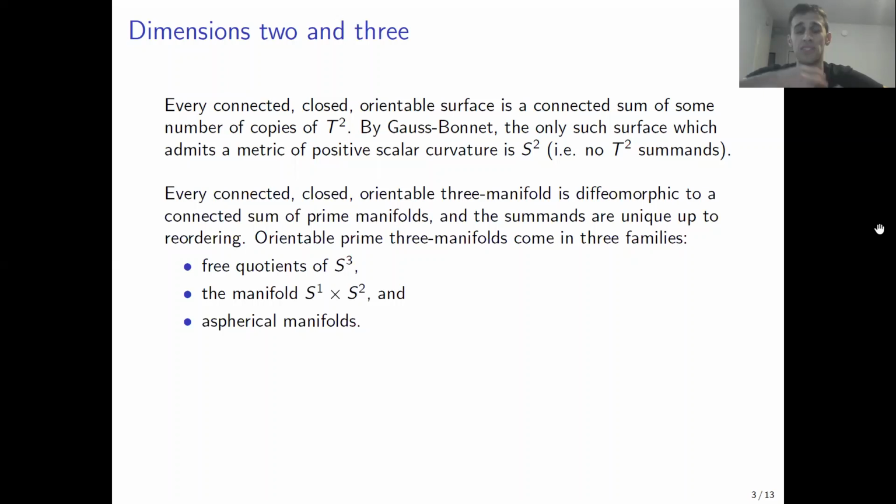Okay, so in dimension 3 we have a similar statement to the classification of surfaces, but obviously it's more complicated. This is known as the Kneser-Milnor theorem. What it states is that every connected closed orientable 3-manifold is diffeomorphic to a connected sum of prime manifolds, and that these summands are unique up to reordering. So what is a prime manifold? A prime manifold is a manifold which cannot be written as a connected sum in a non-trivial way. More precisely, if a prime manifold is diffeomorphic to a connected sum, then one of the 2 summands is actually a sphere.